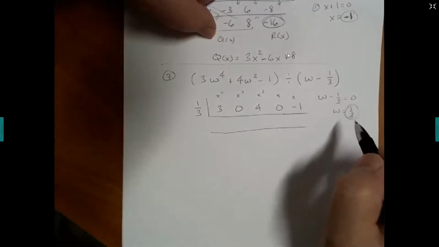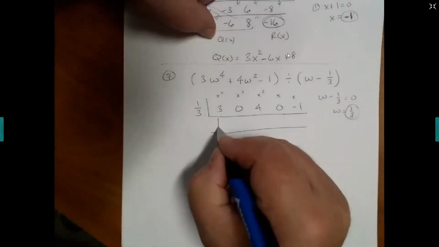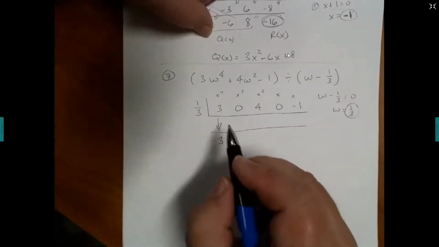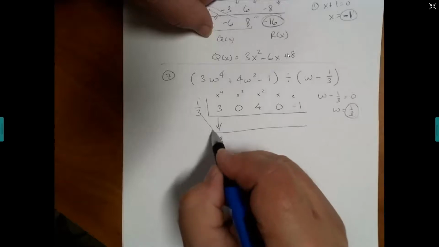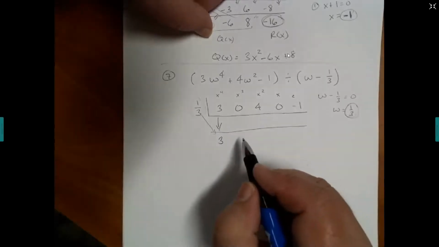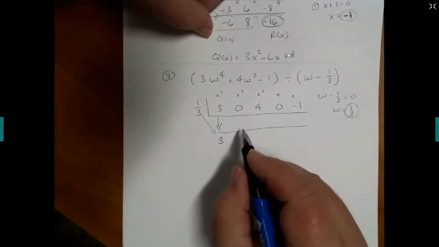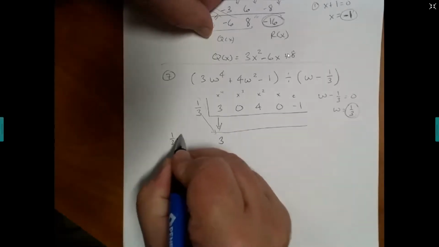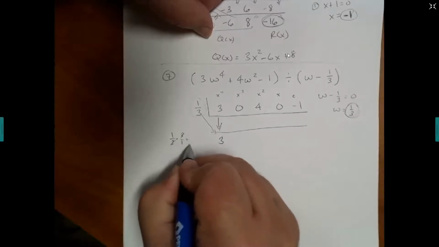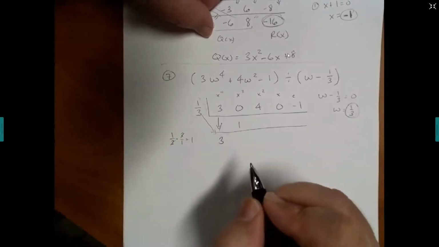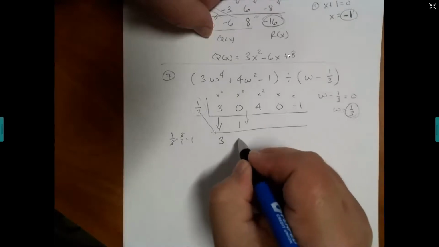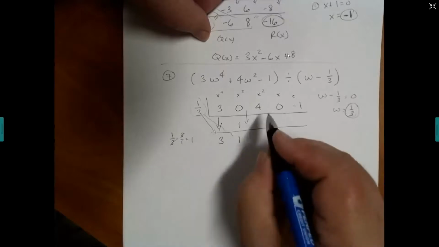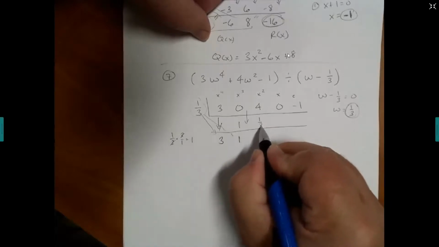So bring down your first term. Multiply and add. 1/3 times 3 is, now 1/3 times 3 over 1. The 3's cancel, equals 1. Add. 0 plus 1 is 1. 1/3 times 1 is 1/3.